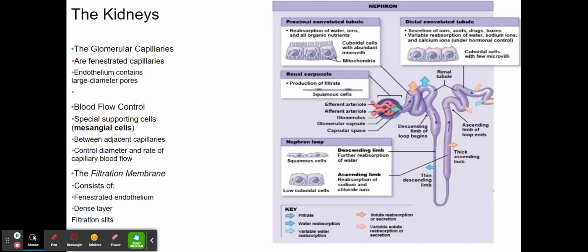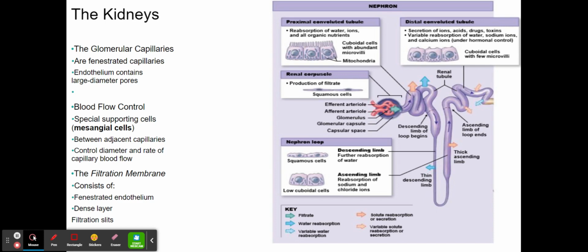Mesangial cells are specialized supporting cells that lie between adjacent capillaries. Actin-like filaments in these cells enable them to contract. In this way, these cells control capillary diameter and the rate of capillary blood flow. Several substances, including angiotensin II, ADH or vasopressin, and histamine, affect mesangial cell contraction. Some evidence suggests that these cells also make renin.